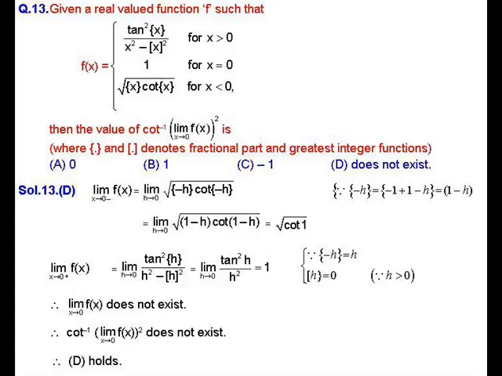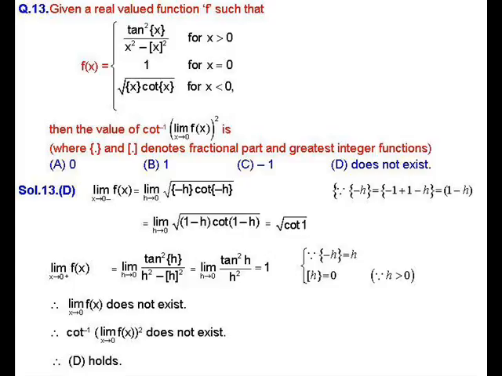Okay, so the fractional part of minus h can be written as the fractional part of minus 1 plus 1 minus h. So here minus 1 is the integer, and 1 minus h is a value that lies between 0 and 1. So basically the fractional part of minus h is nothing but 1 minus h. Then we have limit h tending to 0 of the square root of 1 minus h times cot of 1 minus h. So now we can evaluate this limit. The value of this limit is nothing but the square root of cot 1. Okay. Now we will compute the right hand limit.